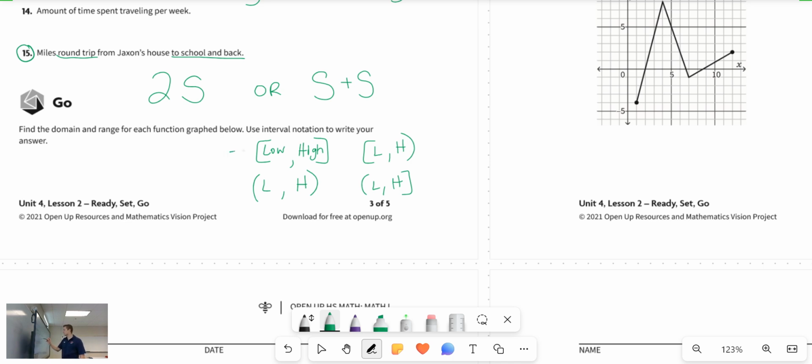The first one here means that the low and the high are included. The one here with parentheses means the low and the high are excluded. This one means that the low is included but the high is excluded, and this one means that the low is excluded but the high is included. So all of them are slightly different, but we're going to use some combination of the square brackets plus parentheses.